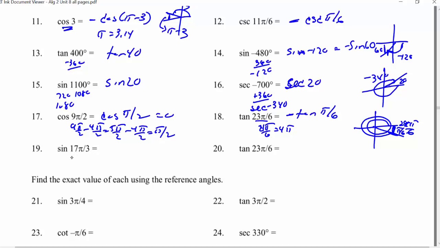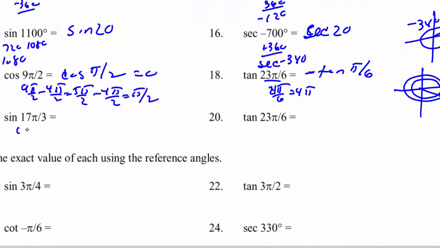Okay, so you've got to take away multiples of 6 pi over 3. That's 2 pi. 12 pi over 3 is 4 pi. That leaves you the sine of 5 pi over 3, which is related to the sine of pi over 3. 5 pi over 3 is in the fourth quadrant, so it's the opposite.